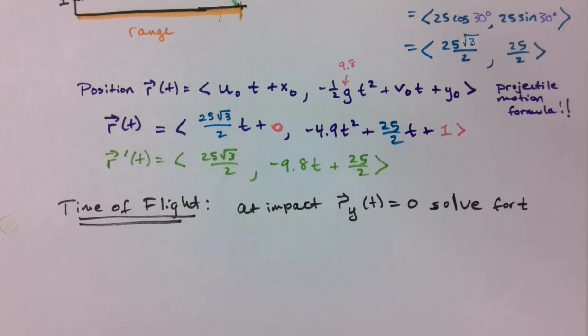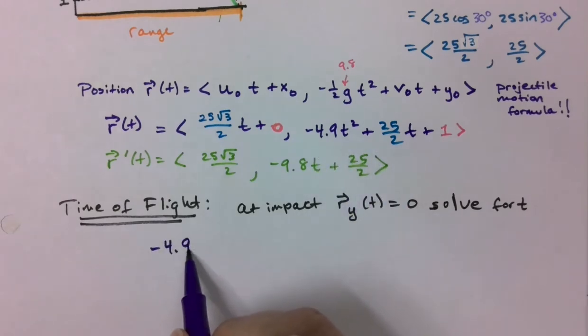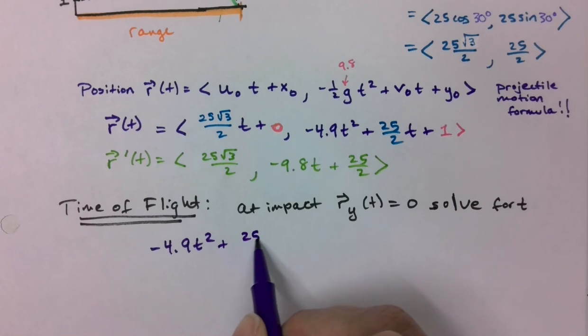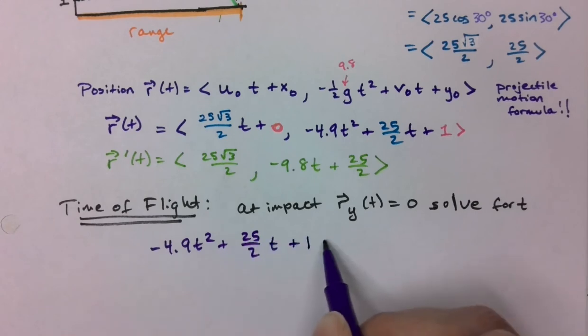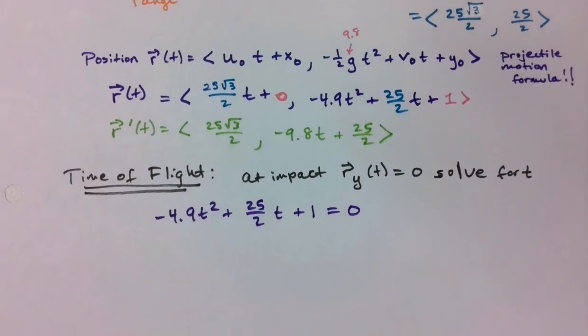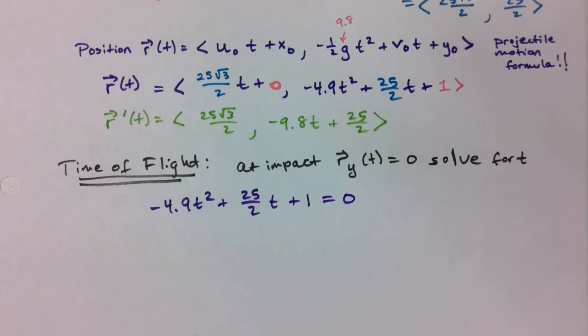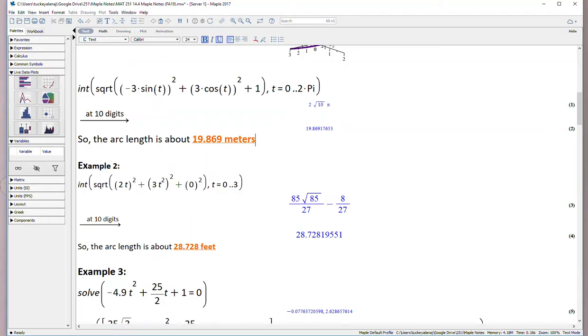All right, so if I look at my lovely position function, I will take the y value, which is negative 4.9 t squared plus 25 over 2 t plus 1. I'm going to set it equal to 0. And that's a quadratic, and we are not in algebra 1 when you learn the quadratic formula. So we are going to use Maple. Yes, we are. So let me pull Maple up.